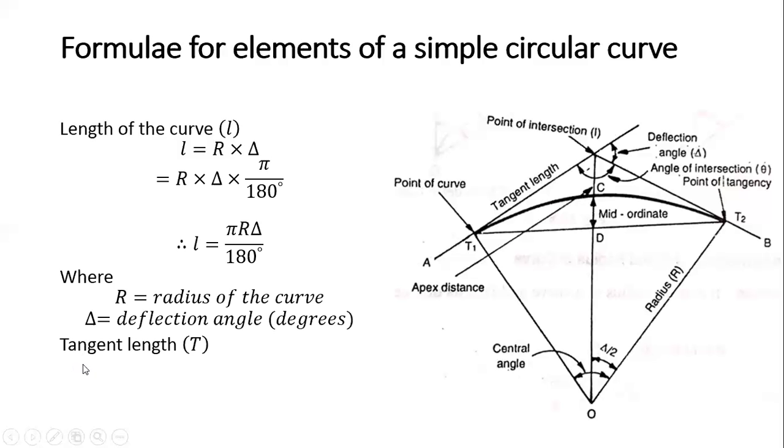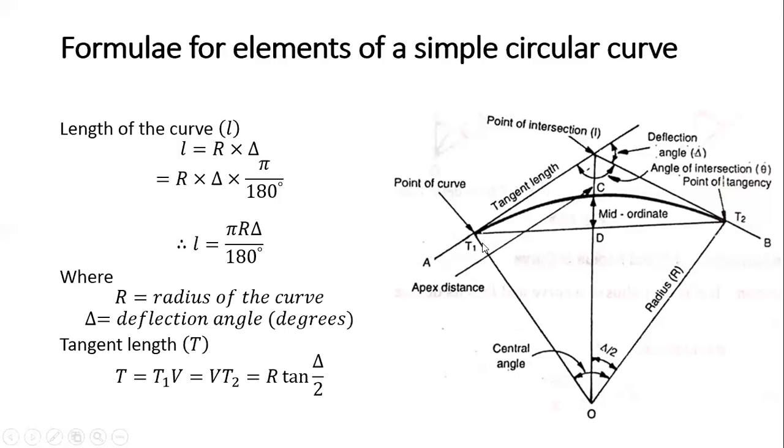Next formula is tangent length. How to calculate this length from here to here? That is called your tangent length, and it is denoted by capital T. So T is equal to, if you consider this triangle from here to here, this is again a right angle triangle. This is my hypotenuse, this is my perpendicular, this is my base. I want this perpendicular here. So perpendicular upon base is nothing but tan delta.